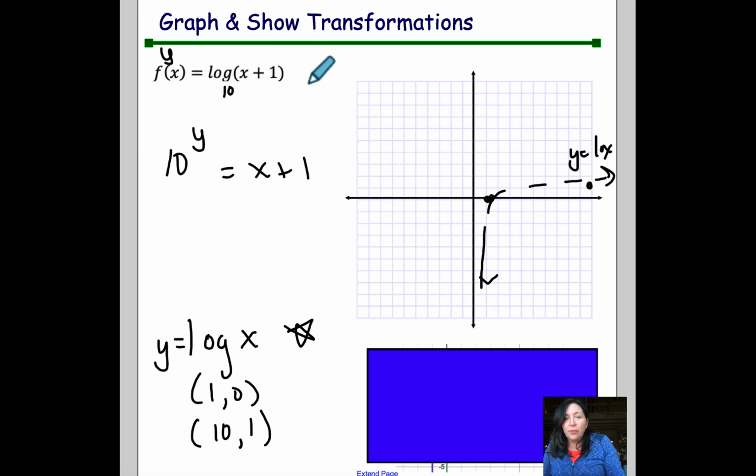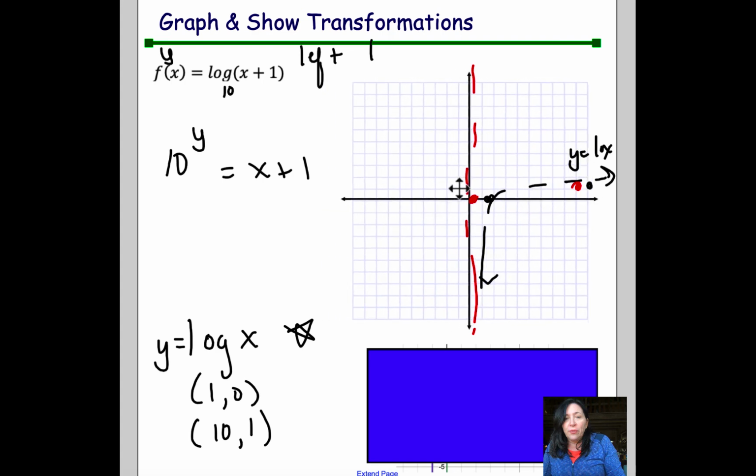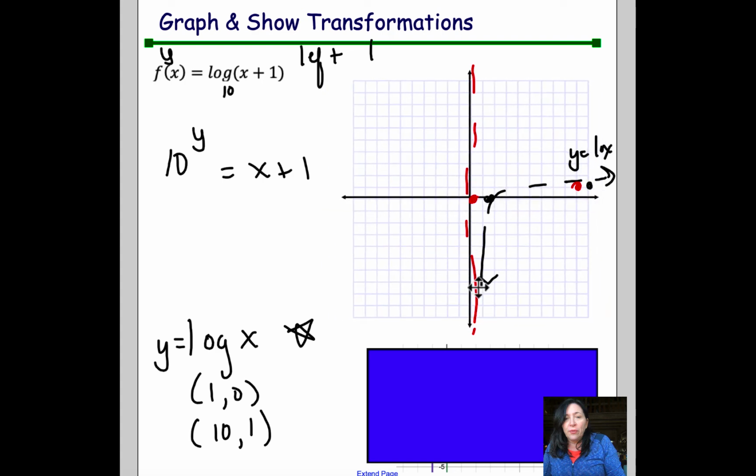All the transformation is for this problem is to move horizontally to the left 1. So that's all I had to do. Instead of 1, 0, I'm at 0, 0. Instead of 10, 1, I'm at 9, 1. My asymptote, which was here, moves with my graph. So my new asymptote is over here at x equals negative 1, because the original one was at x equals 0.